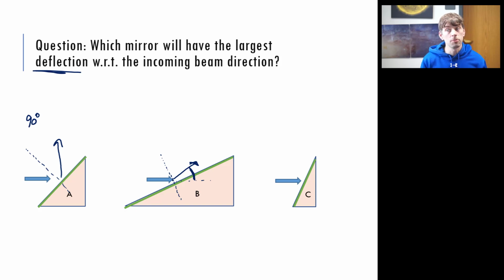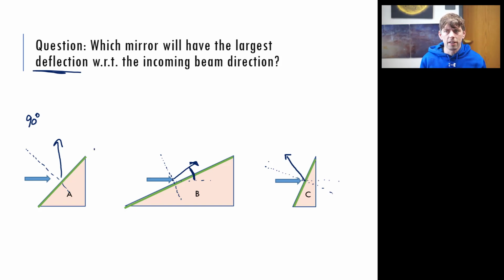Similarly, a more steep triangle, again, there's our normal. And so the reflection should be something like this. And the deflection is greater than 90. Okay? So you get a sense of, as the angle of the mirror increases, you get a larger deflection. Okay? Now, how do we consider mirrors, like entire mirrors?